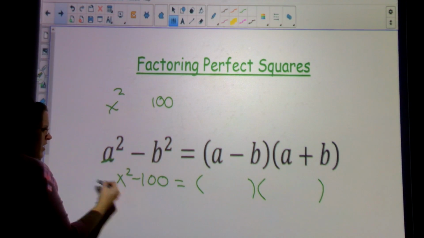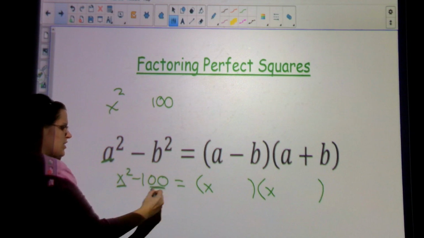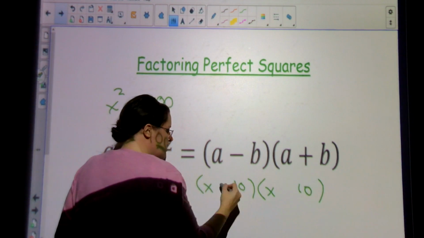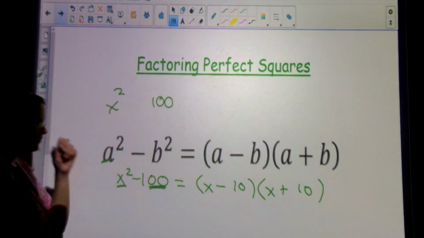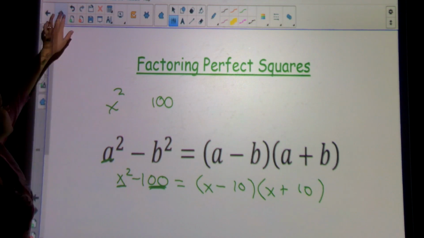What's being squared here? X's. So it's going to be in front. And what's being squared here? 10. Make sure one's minus, one's plus. And then we can quickly solve it. That is every time you have a perfect square minus perfect square. Let's do a couple of those.